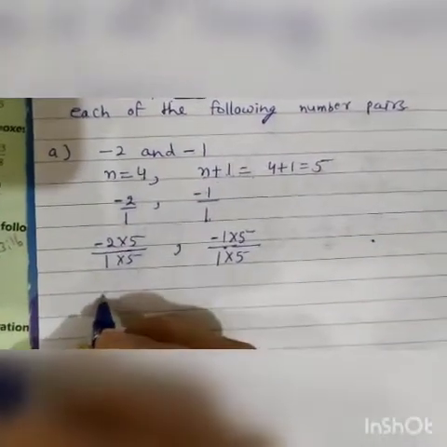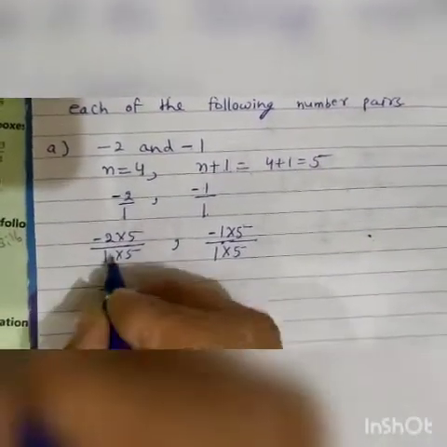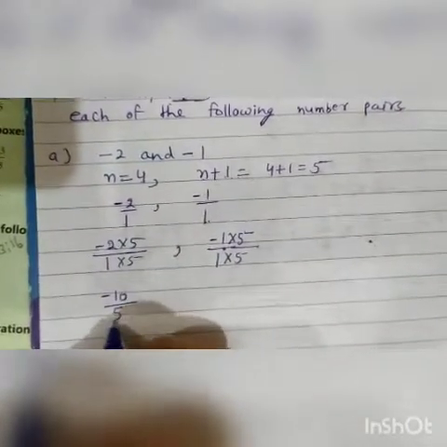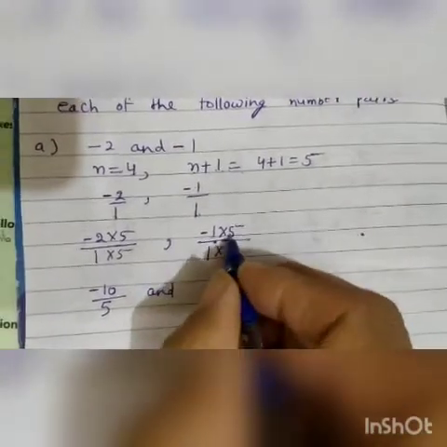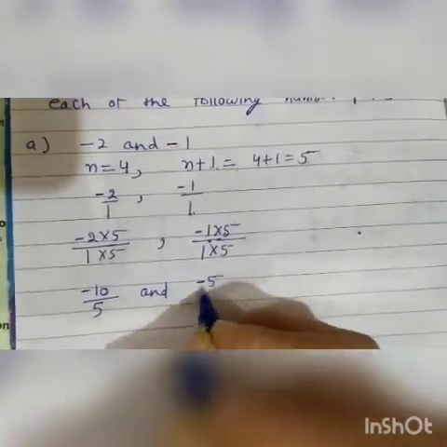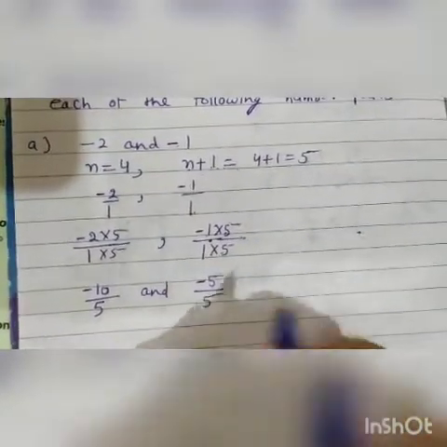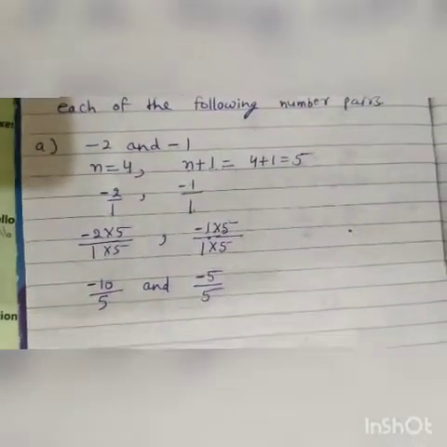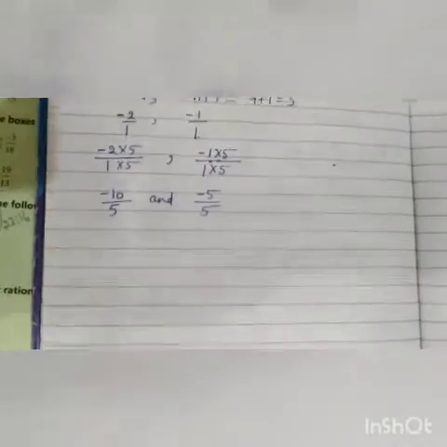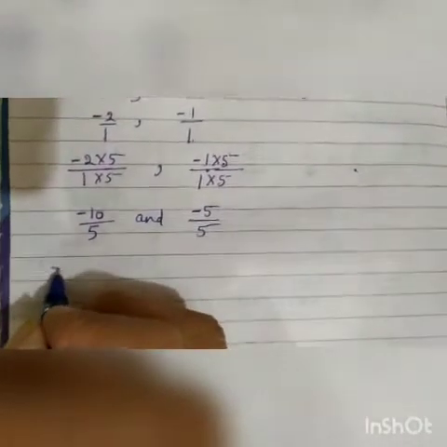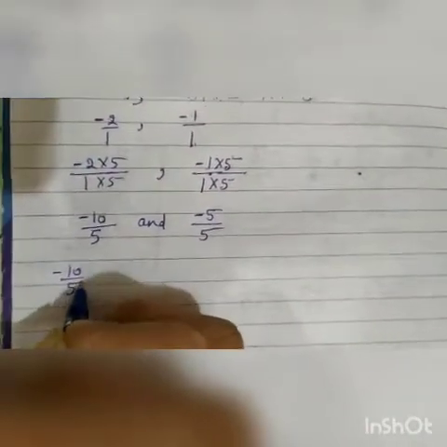Now it will become minus 10 upon 5, and this will be minus 5 upon 5. Five ones are five, five ones are five. Clear? Now what we will do? Now we will write minus 10 upon 5.